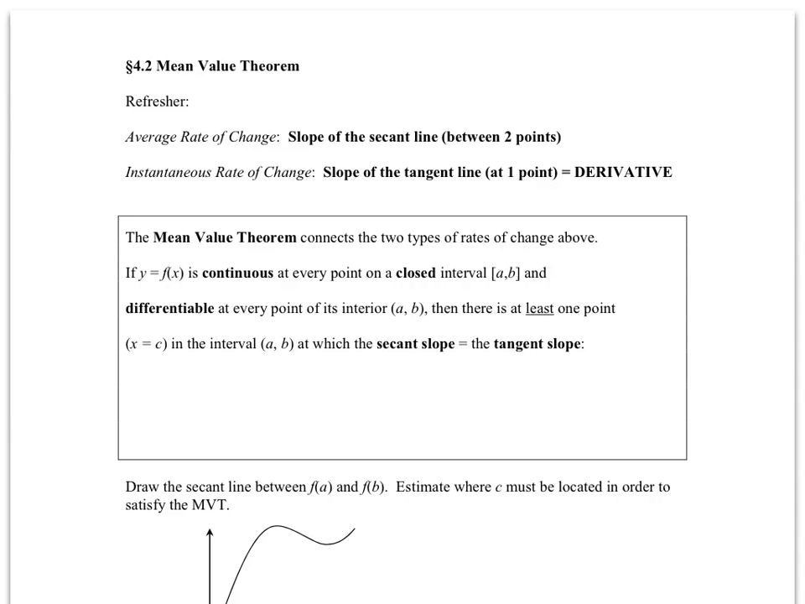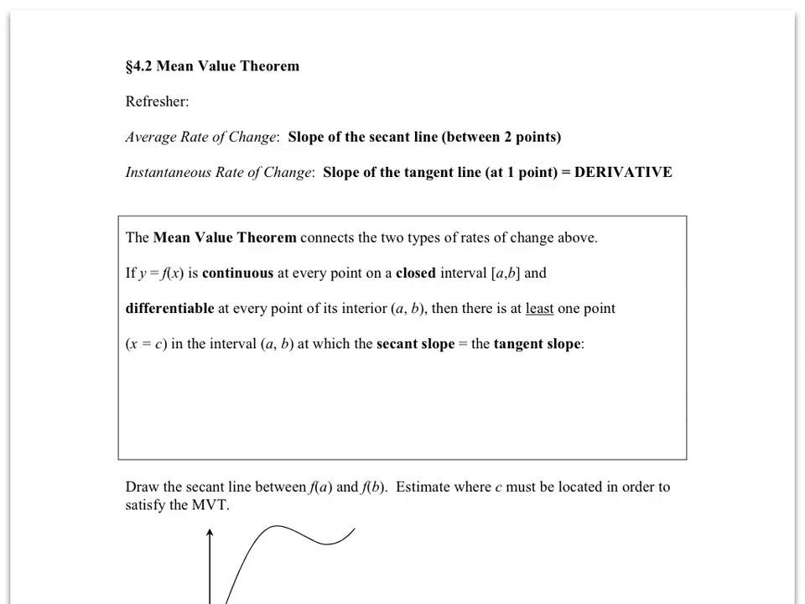In section 4.2, which is called the mean value theorem, we're really tying together the two ideas between the average rate of change and the instantaneous rate of change. Just as a reminder, the average rate of change, or AROC, is when you basically connect 2 points and you do the slope of the secant line. So this is just the slope that you've been doing ever since algebra. The instantaneous rate of change is the slope at 1 point, and that's what we call the derivative.